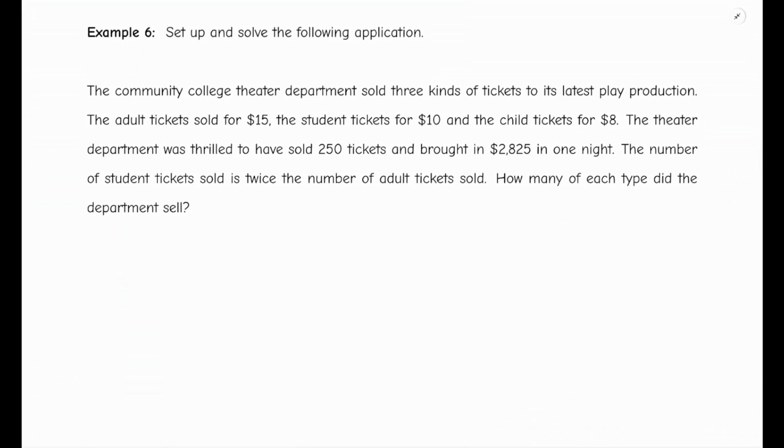Hello, this is a continuation of section 4.4. Example 6. Set up and solve the following application.